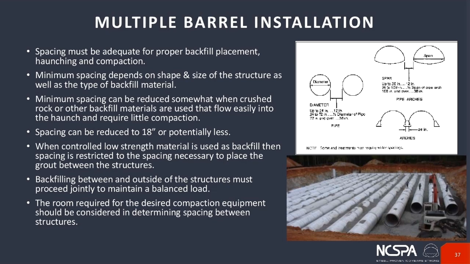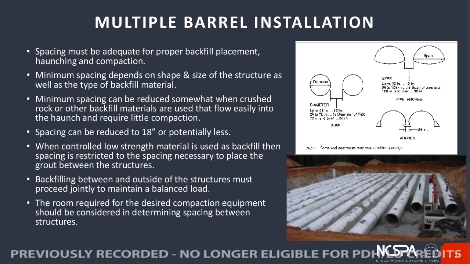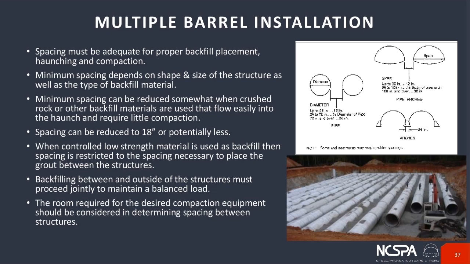So if you're using controlled low strength material or CLSM as backfill, then the spacing is restricted to that necessary to place the grout between the structures. So backfilling between and outside of the structures must proceed at the same time so that you get a balanced load down the pipe. You don't want it racking either way. And the room required for the desired compaction equipment really plays a big part in this because if you got them too close together and you're using a big piece of machinery, it's not going to work out very well for you.